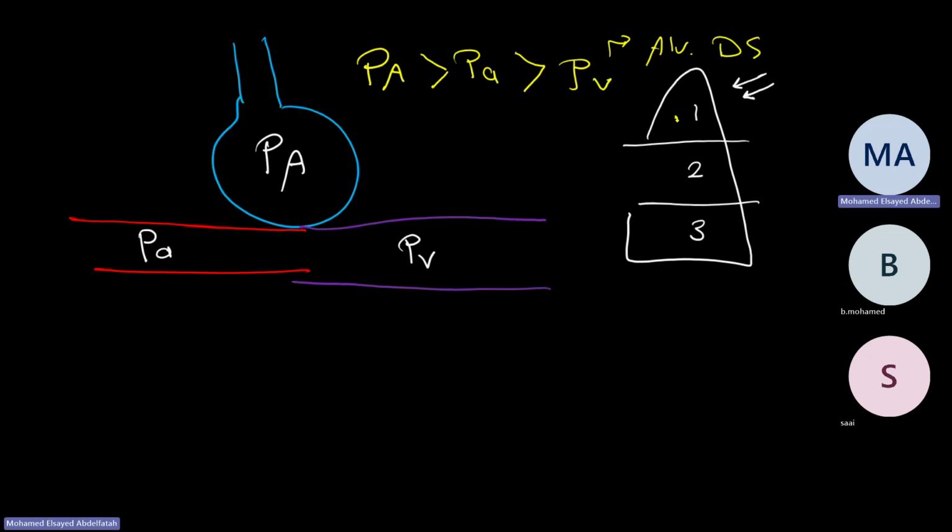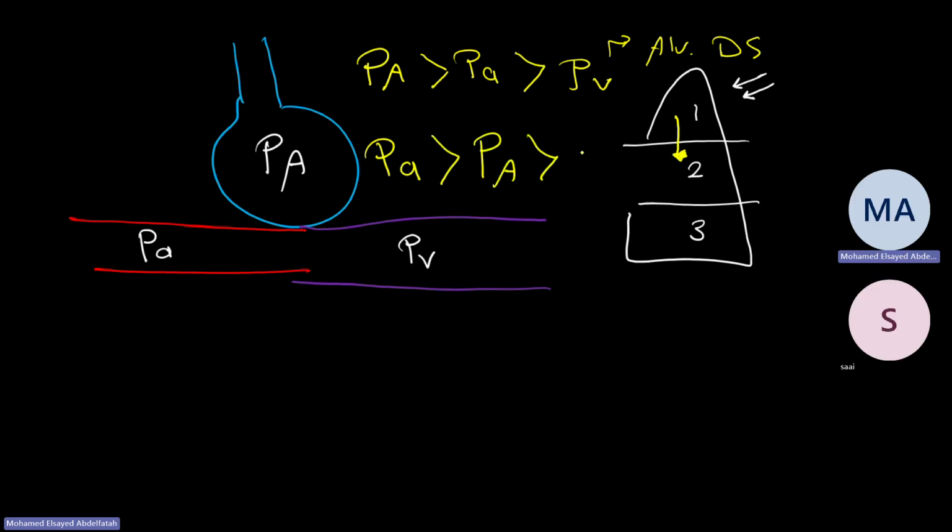If we move down, the arterial pressure will increase and the venous pressure will increase as well. The arterial pressure will be higher than the alveolar pressure, but the alveolar pressure is still higher than the venous pressure.